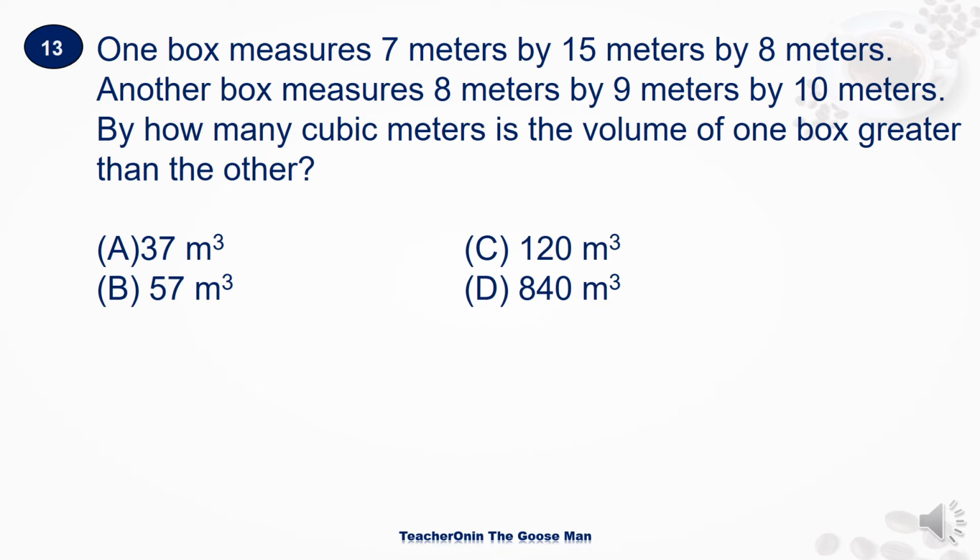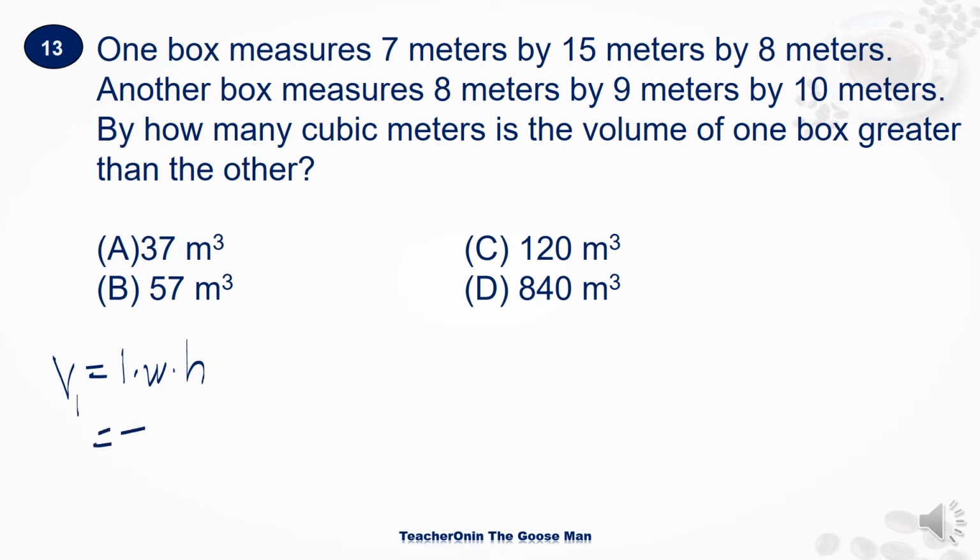Let's move on to this example. One box measures 7 meters by 15 meters by 8 meters. Another box measures 8 meters by 9 meters by 10 meters. By how many cubic meters is the volume of one box greater than the other? Again, let's recall the meaning of volume. When we say volume, it is the product of length, width, and height. So volume is equal to length times width times height.